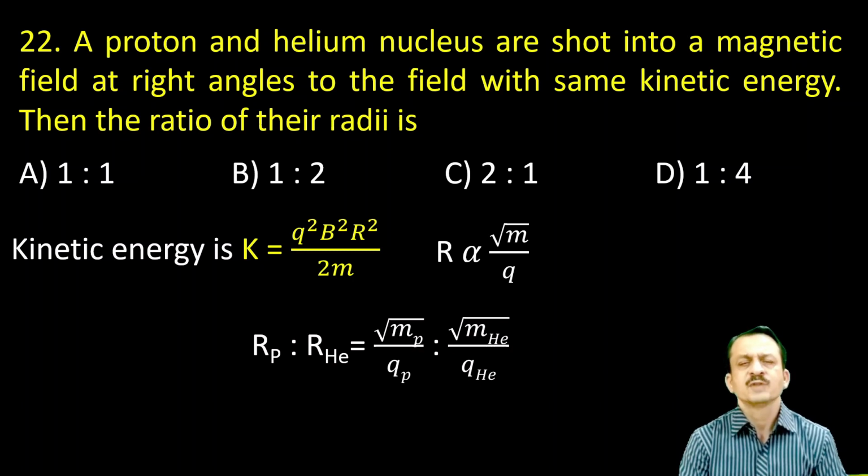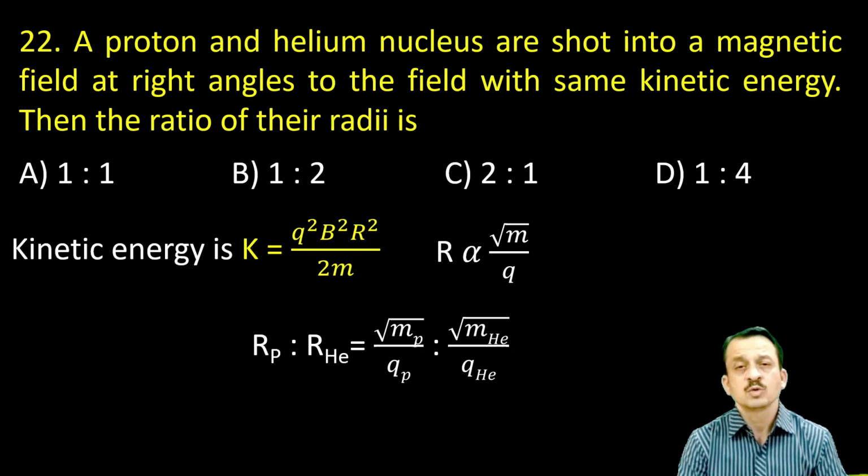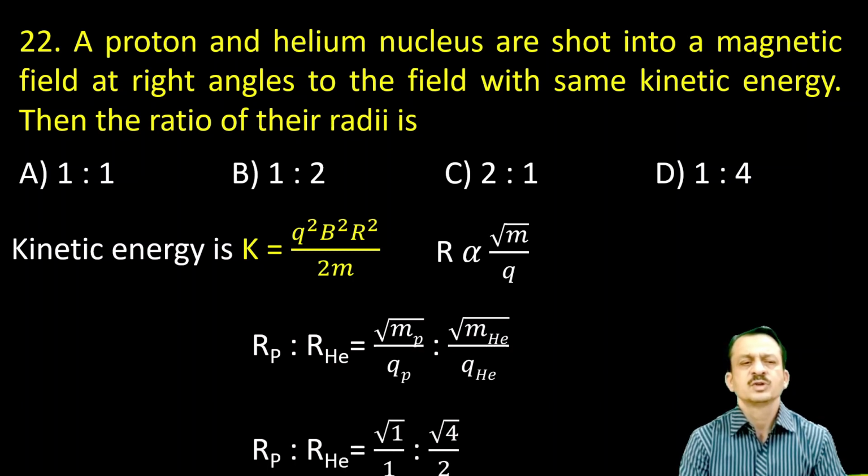Mass of the proton, if I take it as 1 unit, and charge is 1 unit. Therefore, root 1 by 1. What is the mass of the helium nucleus? It has 2 protons and 2 neutrons. Therefore, there are 4 nucleons. Therefore, root 4 divided by the charge, which is 2 because of the 2 protons. Now substituting that, root 1 divided by 1 is to root 4 by 2. Root 4 by 2 is 1. Therefore, we will get 1 is to 1 as the right answer. Hence, A is the right answer here.